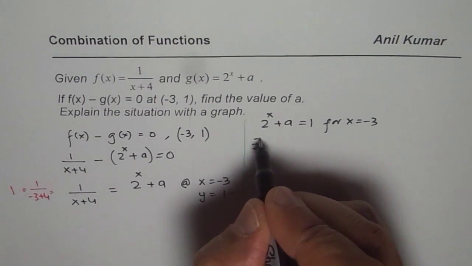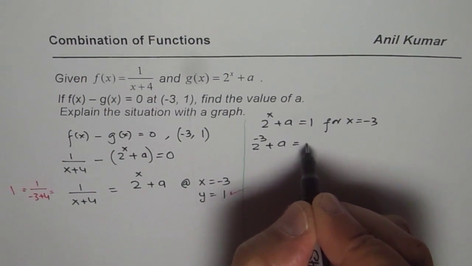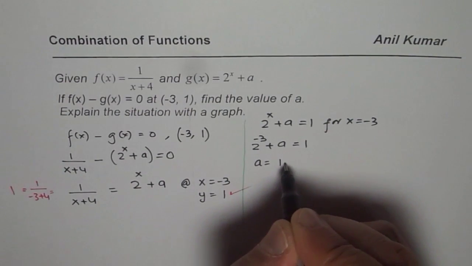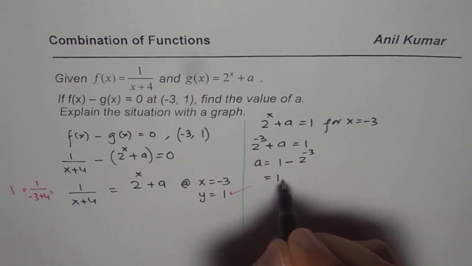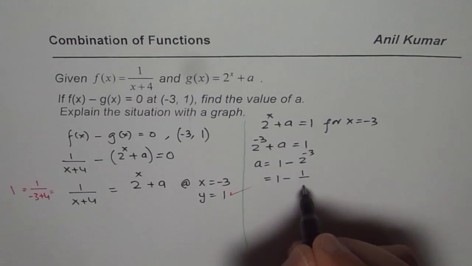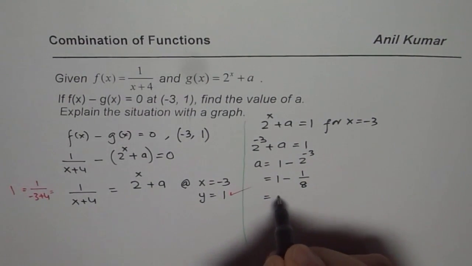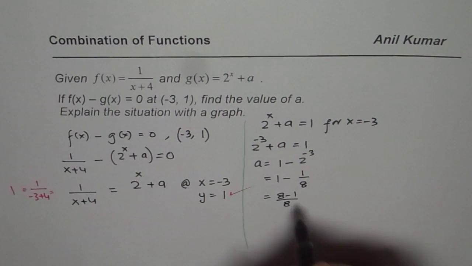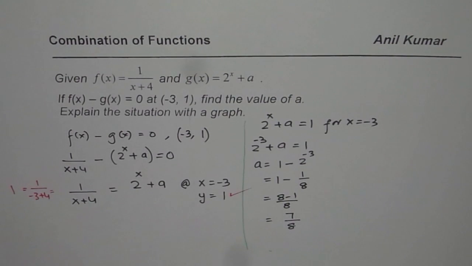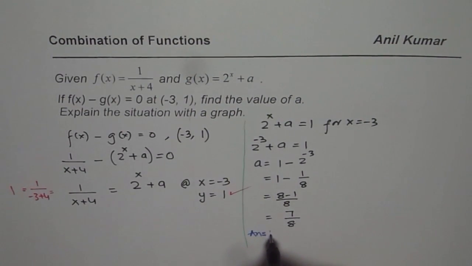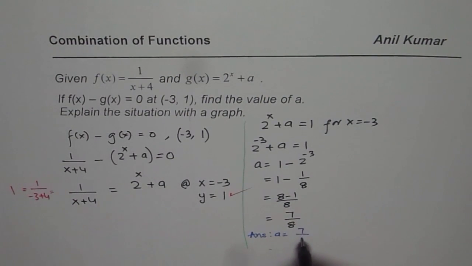So I get 2^(-3+a) equals 1, or a equals 1 minus 2^(-3). 2^(-3) is 1/8, so that gives us 1 minus 1/8, or our answer, which is 7/8. So a should be 7/8. So that is the answer. We have our solution here, and that is a equals 7/8.